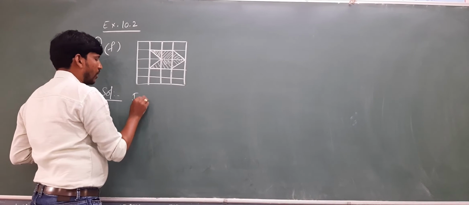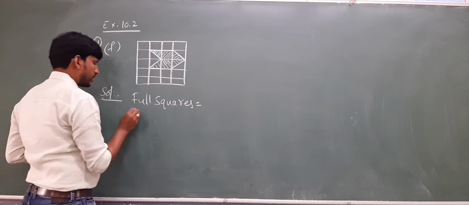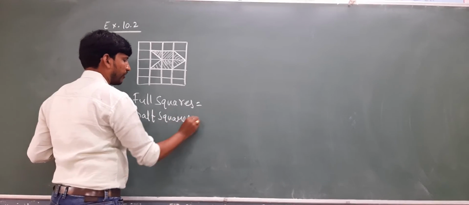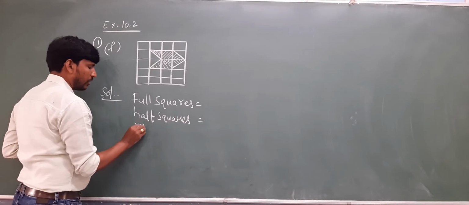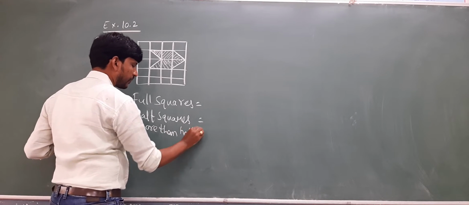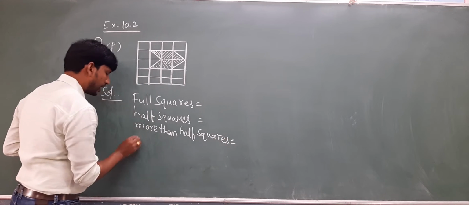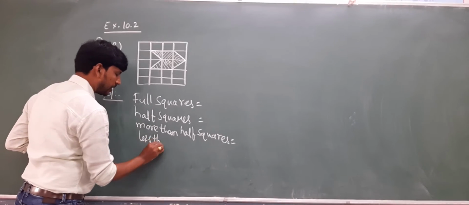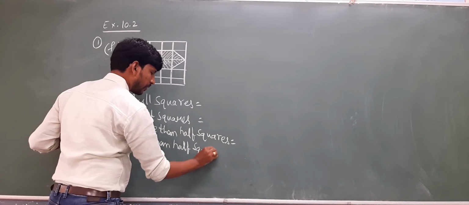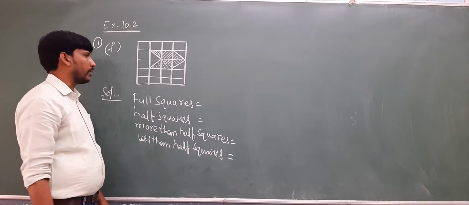First of all, you should count full squares. How many full squares are there? Next, half squares. For every problem you should write like this, compulsory. More than half squares. And the next one is less than half squares. See this here. These are the 4 steps, compulsory for every problem.